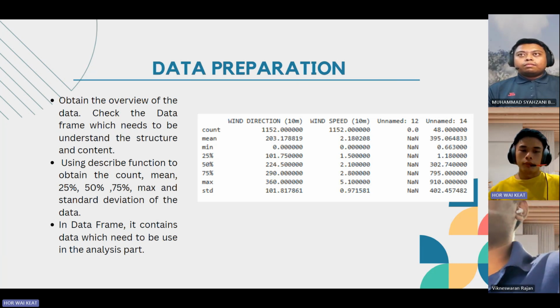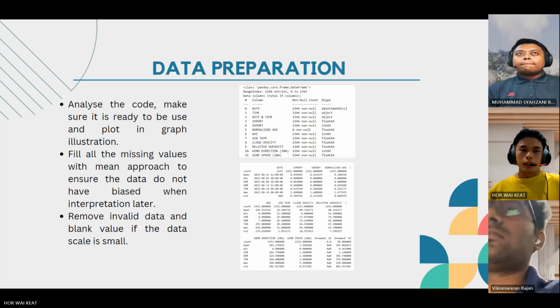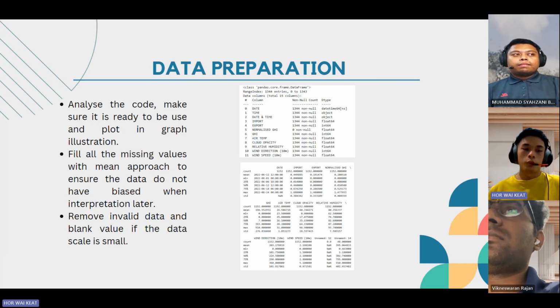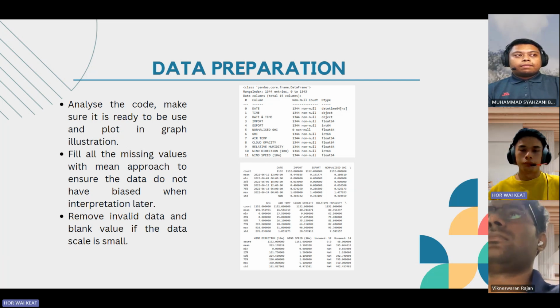The data frame contains the data which needs to be used in the analysis part. On the right, we analyze the code and make sure it's ready to be used and plotted in graph illustrations. We also fill in all the missing values with the mean approach, which is data imputation, to ensure the data does not have bias during interpretation later. We also remove invalid data and blank values if the data scale is too small.